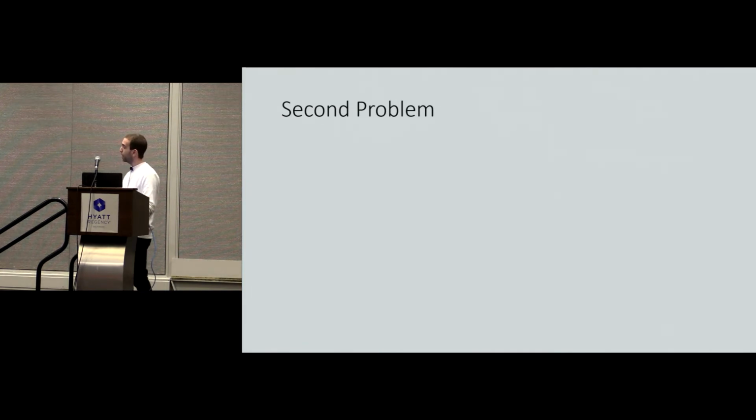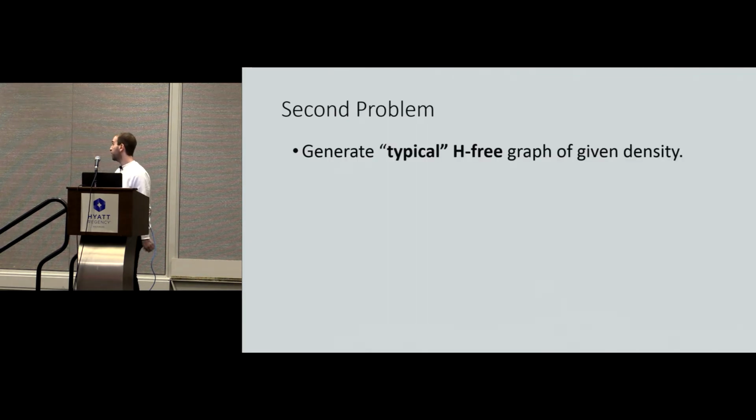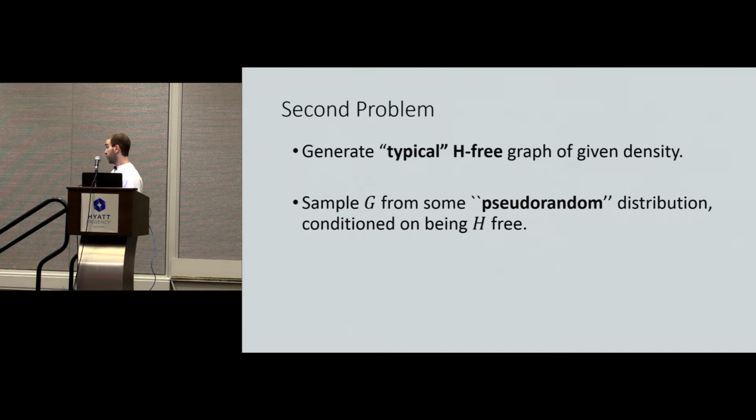So far, we tolerated randomness as long as the error probability was small. But in fact, randomness is not necessarily a bug. It might also be a feature. So the second problem is to generate a typical H-free graph of a given density. And a little bit more formally, we want to sample graph G from some pseudo-random distribution conditioned on being H-free. So this combination of requirements may arise, for example, if we want to understand the behavior of H-free systems, or if the analysis of the algorithm that needs the graph G depends on G being both H-free and a pseudo-random or random graph. Okay, so those are our motivating problems.